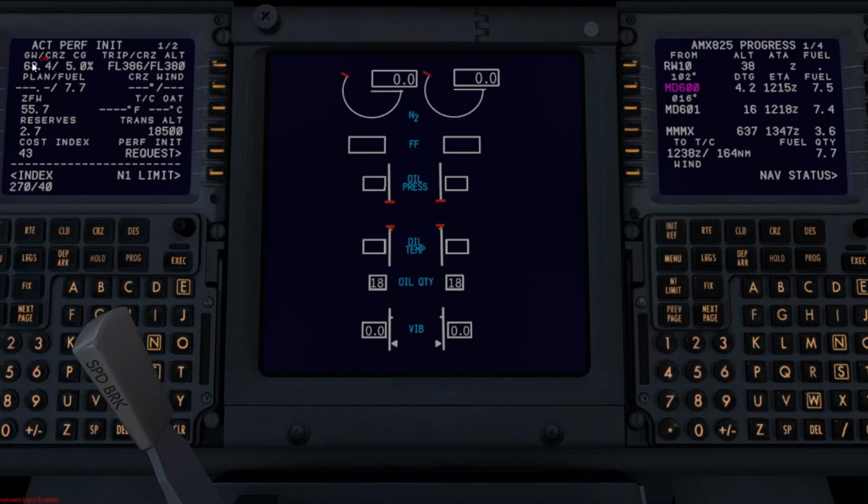Just want to show you the perf init page, and you see that I've completed everything on there to the values that we were expecting, but let's just have a quick look at the impact of these winds. They will more or less be on the nose, so it'll be a headwind. How does 40 knots impact us over a flight time that's around about 1.5 hours? So it's about 5 minutes, isn't it?